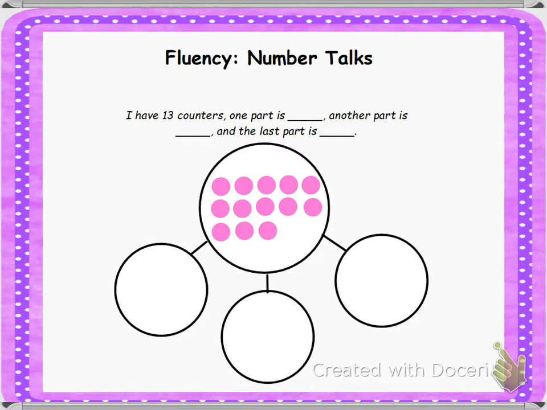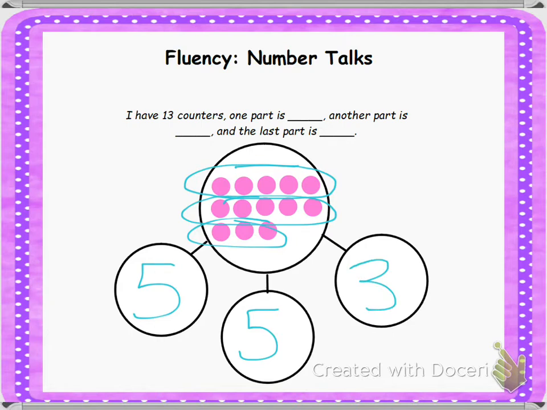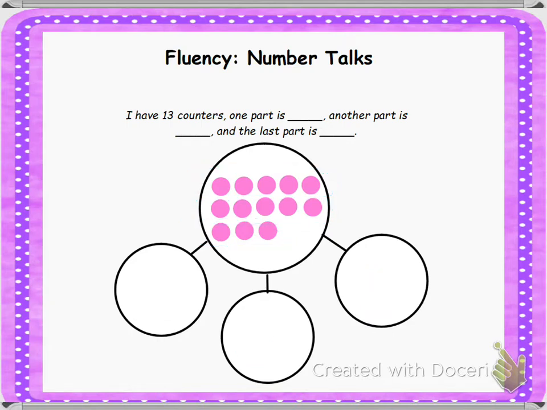Alright, so now let's talk about it. So there's 13. I want you to turn to someone and tell them, what 3 parts would you have for these 13 counters? Good, now let's talk about some of them, not all of them. So I see 5, 5, and 3. So 5, 5, and 3 can be 3 parts that you do for 13.